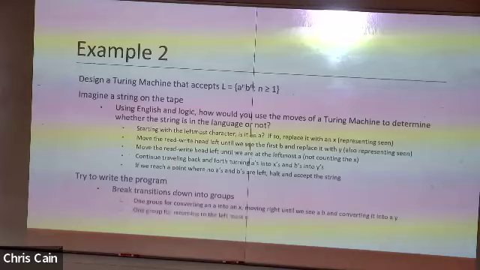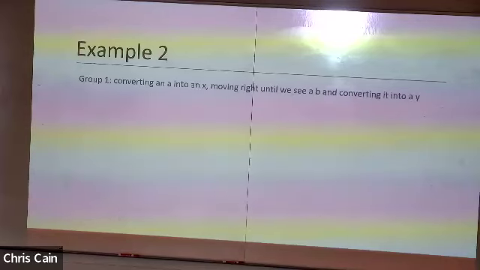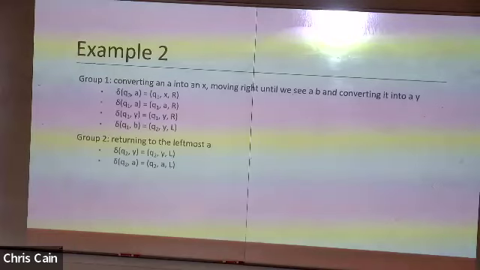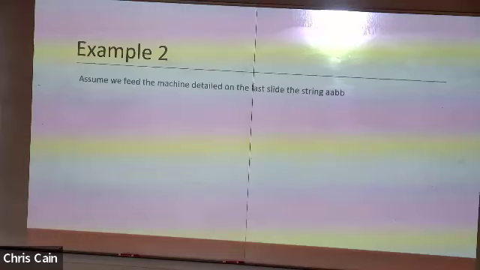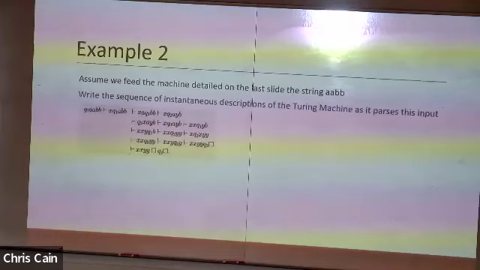Then we looked at the instantaneous descriptions over the string AABB. These were the transitions. Then we looked at a particular example, AABB, and we had a sequence of instantaneous descriptions that we came up with. Did everyone have a copy of that machine in their notes somewhere? You'll need to refer to it momentarily.